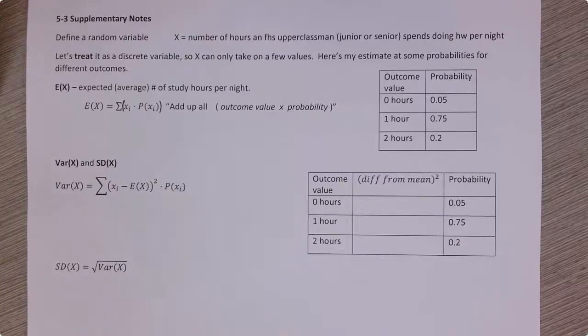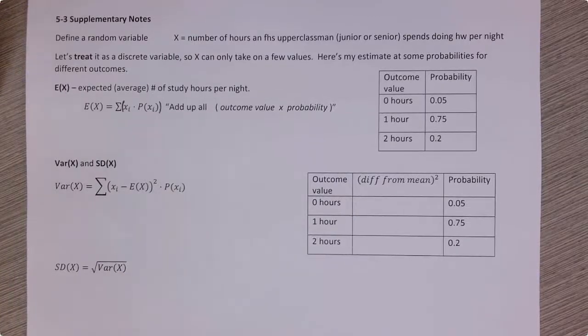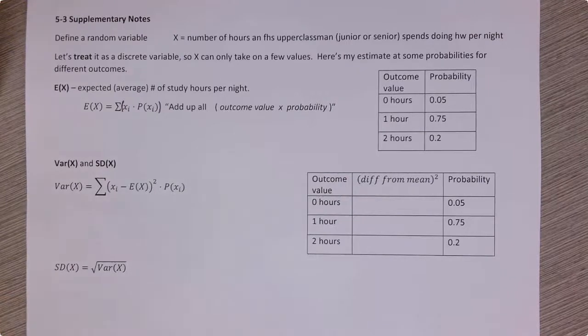Okay, welcome to 5-3 Supplementary Notes. Hopefully this will make a lot more sense if we work through some basic examples first. So, there we go. This is about how you think about combining random variables.